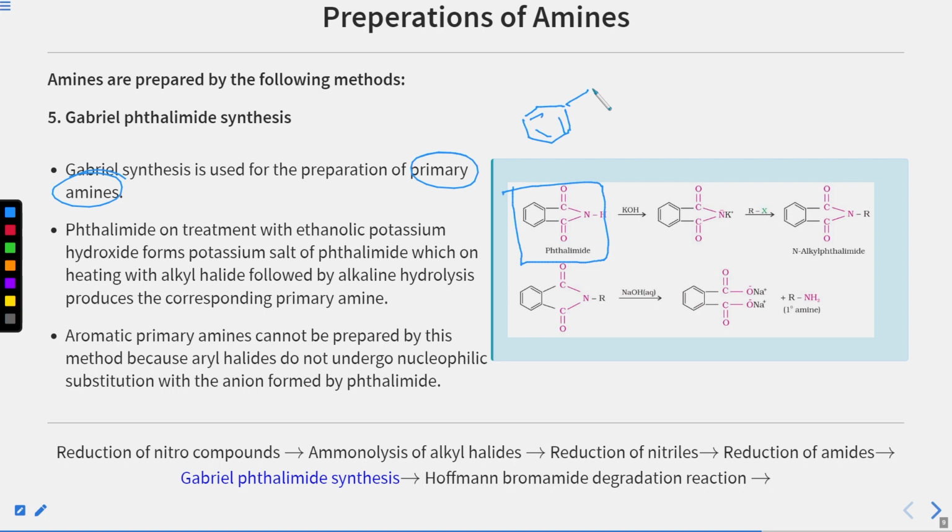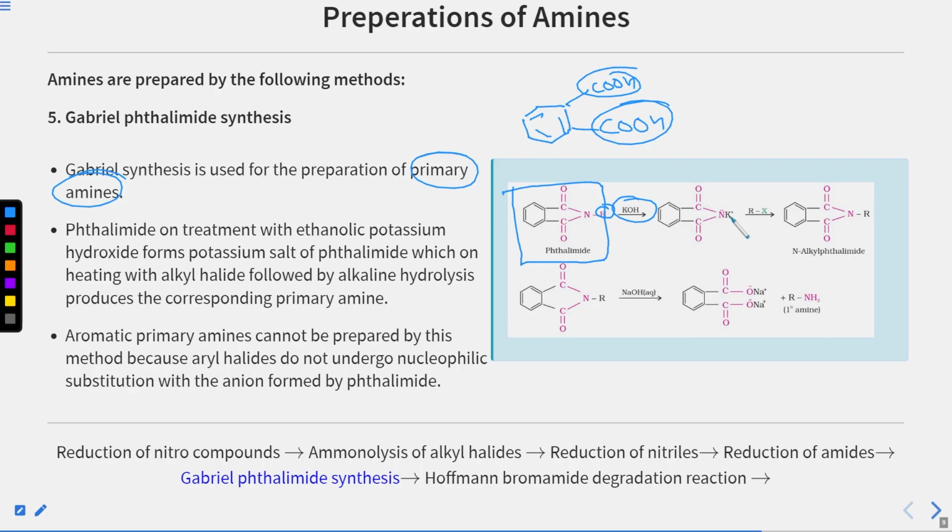We have a dicarboxylic acid, positioned like this. So what do we do? We treat our phthalimide with KOH. Now what is KOH? It is a base, and this hydrogen is vulnerable for abstraction. So this KOH, OH minus, will abstract one hydrogen from here and will make it N minus and K plus.